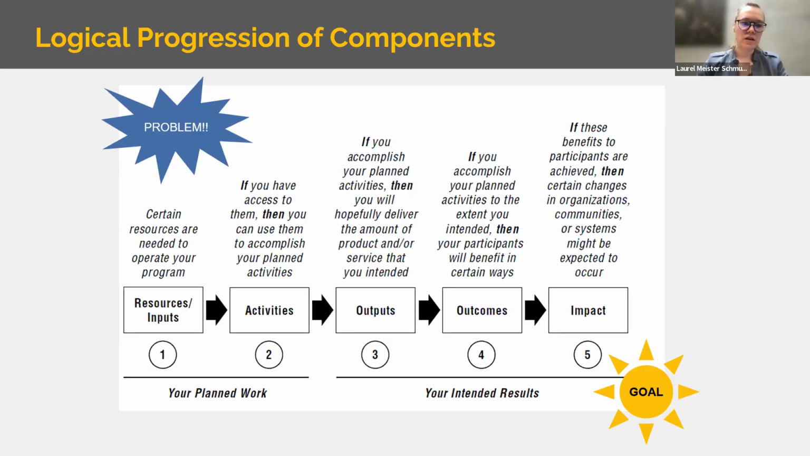And so as you can see here, each of the different components lead into each other. So if resources are needed to operate your program, you have those resources, then you can use them to accomplish your planned activities. And if you accomplish those activities, then you will hopefully deliver the amount of product and or service that you intended, and so on and so forth. So you can kind of think about your logic model as a series of if-then statements. So next, let's dive into some real examples from federal agencies that may be of interest.